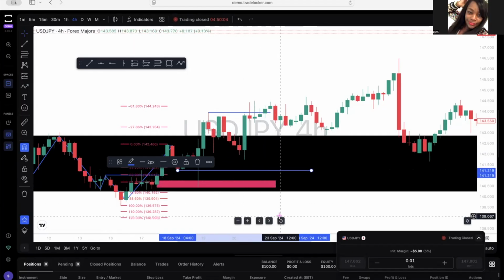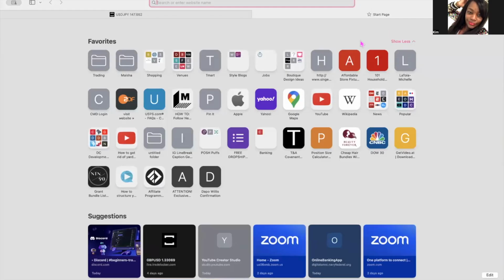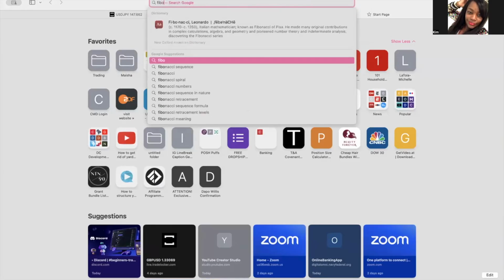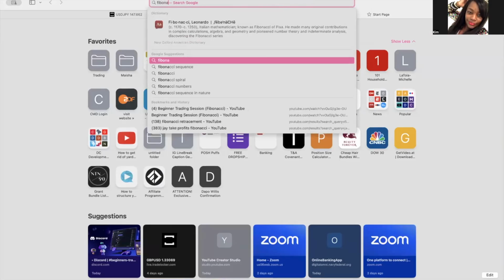Can I just ask, this minus 27, is that some number that is important? It's the Fibonacci mathematical, let's see. Fibonacci.